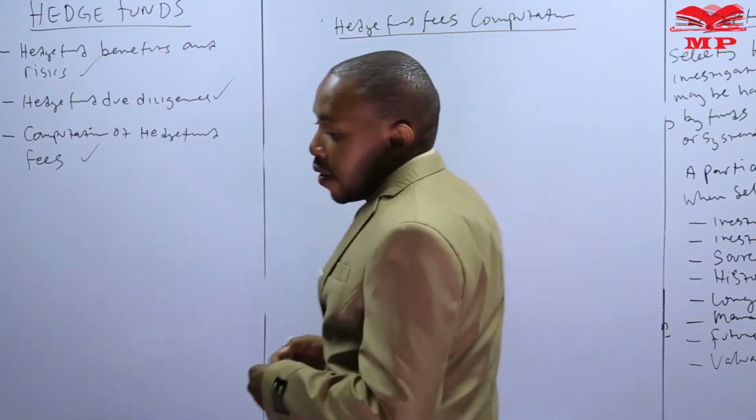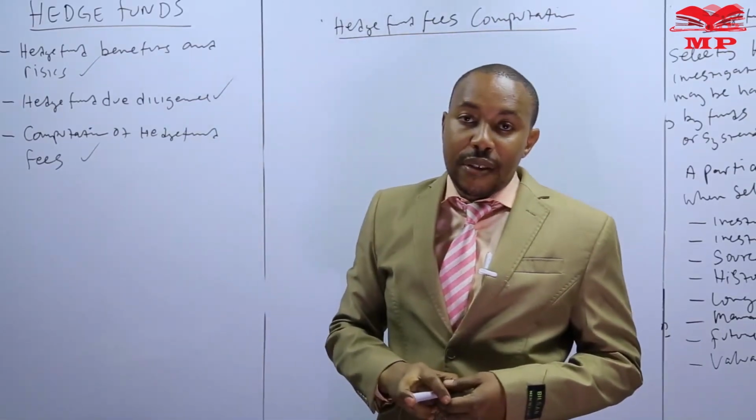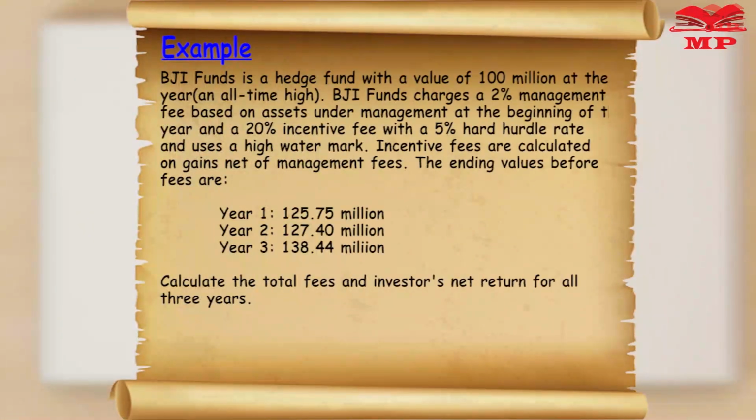Hedge fund fees computation. The best way we can compute hedge fund fees is to look at an example. The example is as follows. BJI Funds is a hedge fund with a value of 100 million at the beginning of the year, an all-time high. BJI Funds charges a 2% management fee based on assets under management (AUM) at the beginning of the year and a 20% incentive fee with a 5% hard hurdle rate and uses a high watermark. Incentive fees are calculated on gains net of management fees.